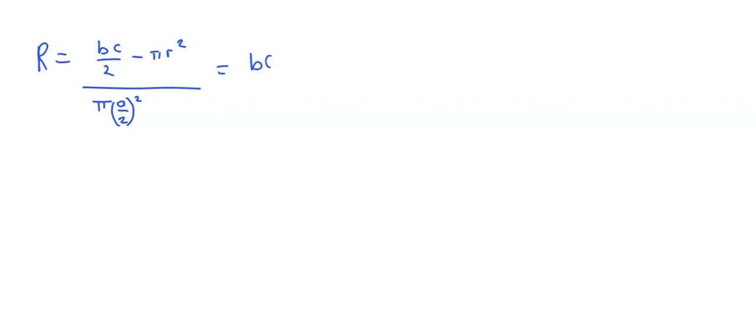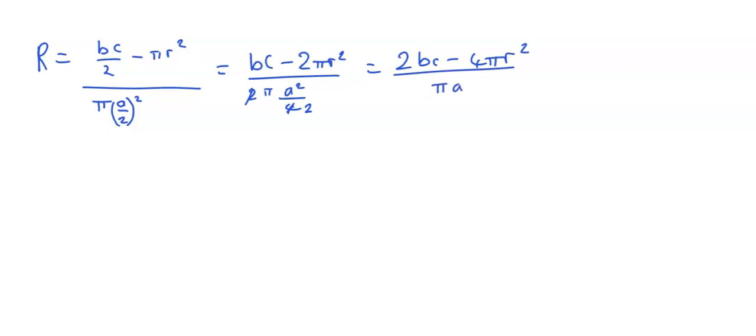In the second part of the question, we are concerned with big R, which is the ratio of the area of the triangle minus the circle, the small circle inside, to the area of the large circle which circumscribes the right-angled triangle shown in the diagram. If I multiply top and bottom by 2, I get bc minus 2 pi r squared over 2 pi a squared over 4. So of course they go, and that becomes 2. So we have 2bc minus 4 pi r squared all over pi a squared.